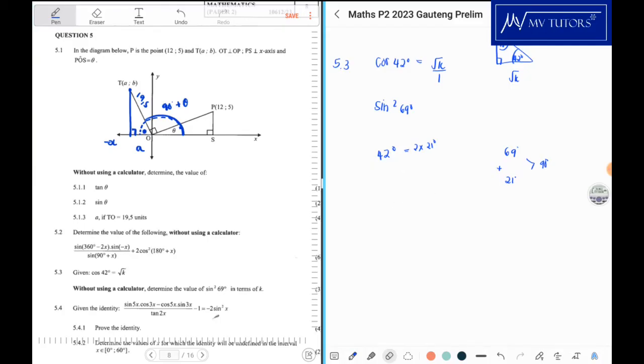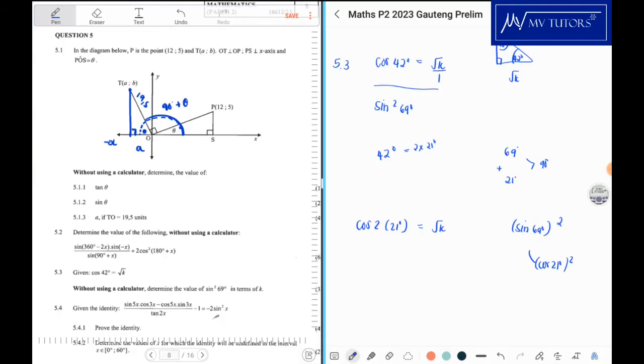Okay, so I know I'm working with 42, 21 degrees, and 69. Coming back to what I have over here, if I were to say cos 2 times 21, that is cos 42, right? And that is equal to root k. Now, if I have sine 69 and all of that is squared, what is the co-ratio of sine 69? It would actually be cos 21.